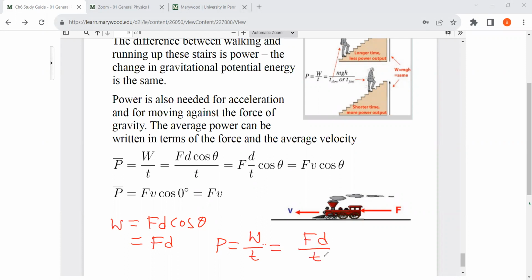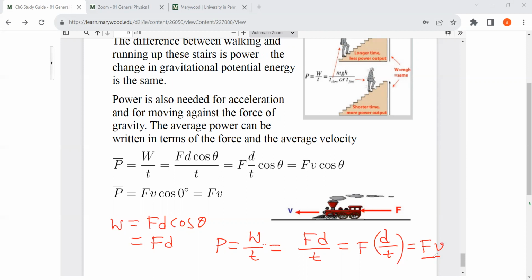Now it can also be written as force times distance or displacement over time. And if you remember from chapter 2, the displacement over time is the velocity. So power can also be written as the product of force and velocity. In one problem we are going to use this equation: the power is equal to force times velocity.